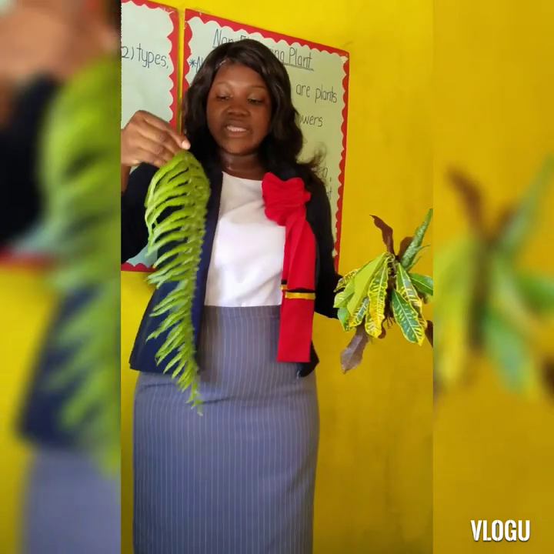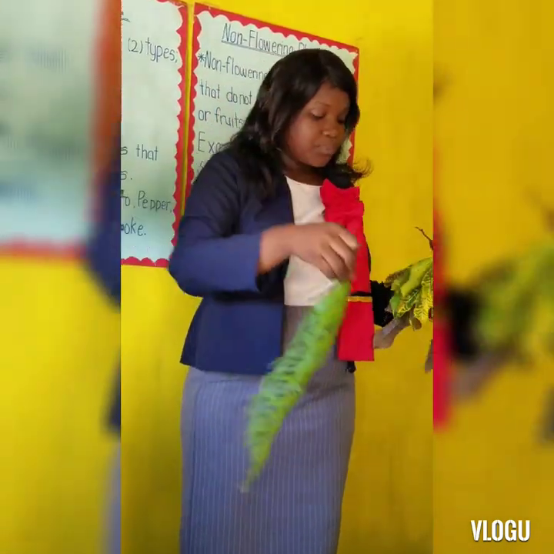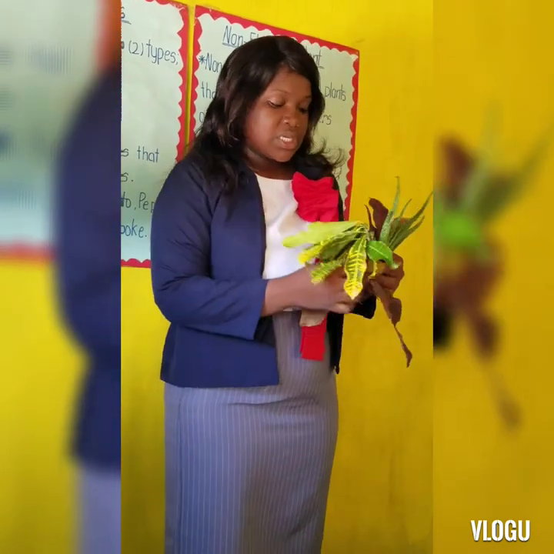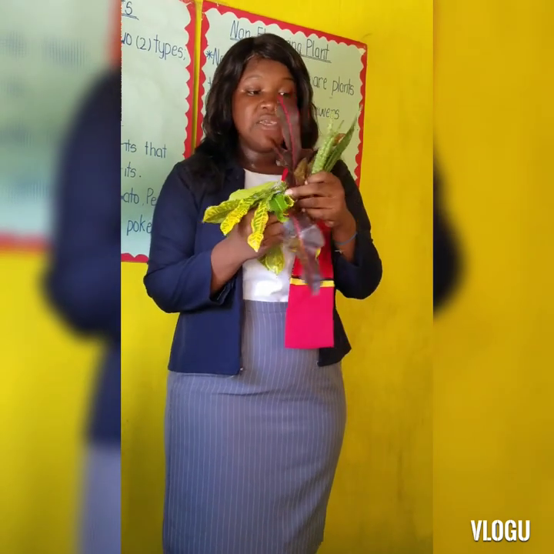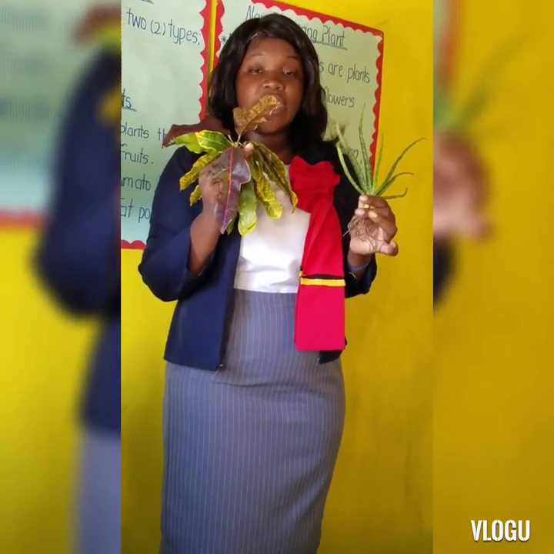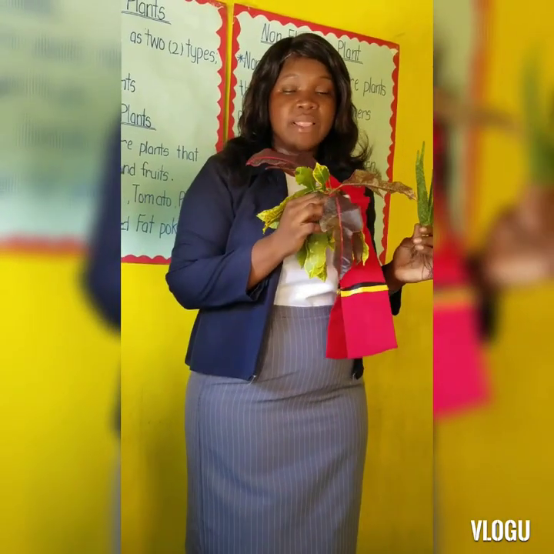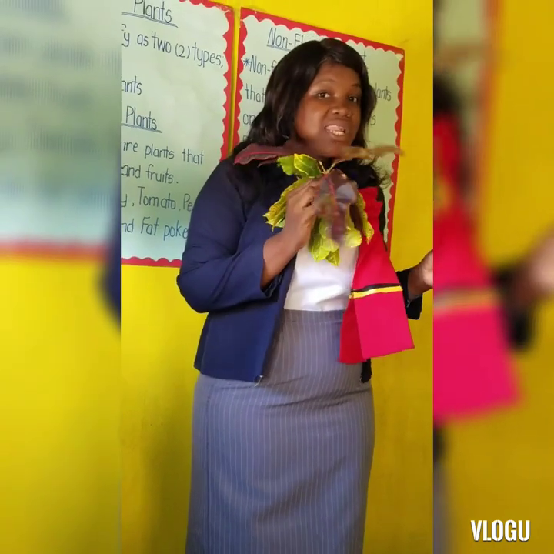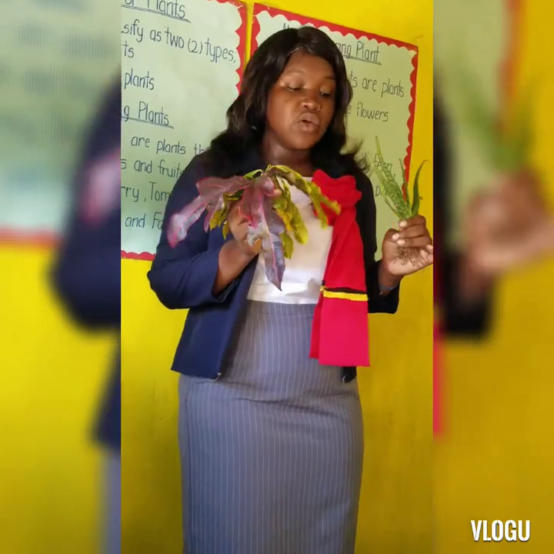Okay, this is an example of a fern plant, right? Good. These are also example of non-flowering plants. You see, they do not produce any flowers, okay? While the flowering plants have flowers, the non-flowering plants do not have any flowers, okay? They don't have flowers nor fruit.